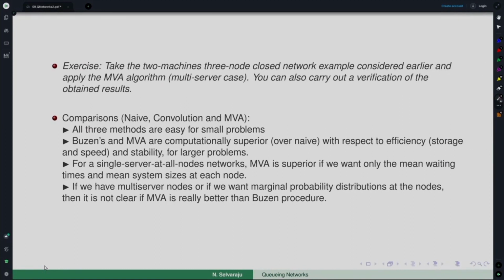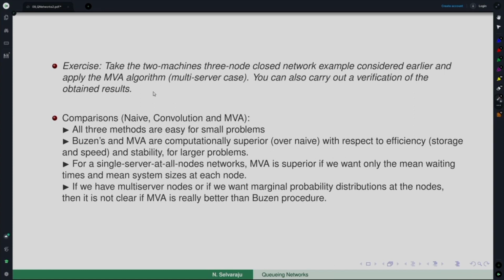You can also verify the result from the joint distribution, which we have already computed. You do not need to compute it again. But from there, the marginal distributions and then the corresponding Li's and Wi's you can compute, and you can match them with the values given by this MVA algorithm. Okay. So, this is all about MVA that we are going to see.